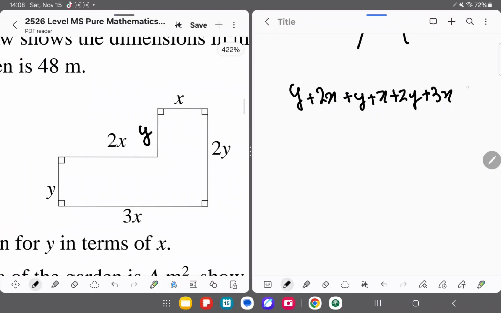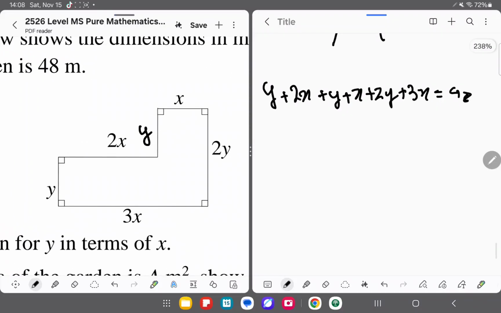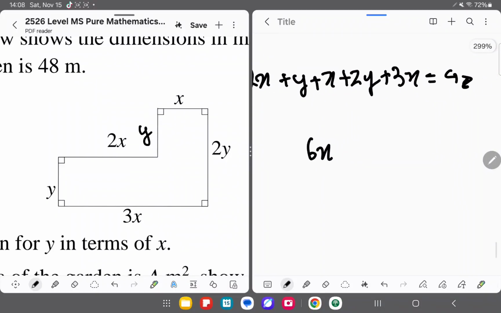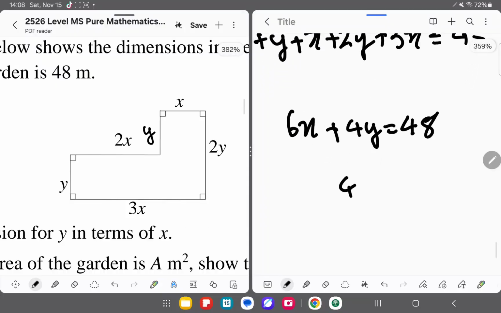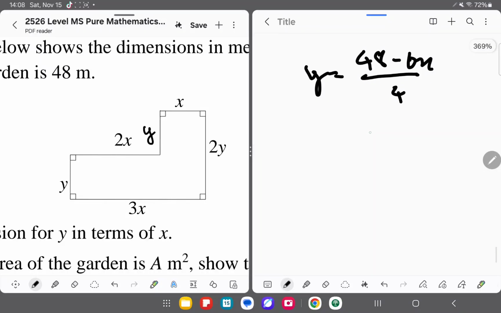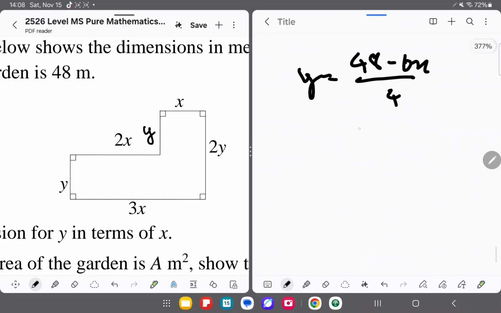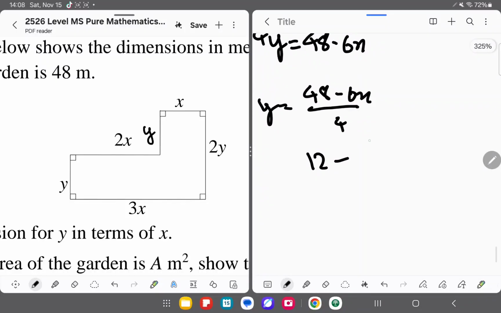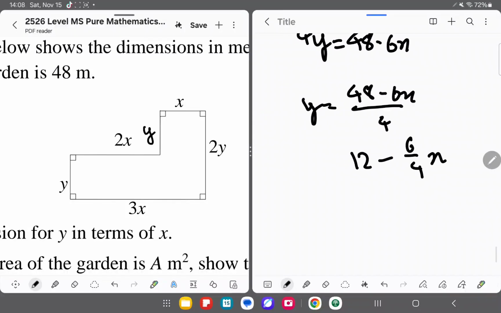And that is all equal to 48. Now we easily simplify. We get 6x, and then plus 4y is equal to 48. They just want y in terms of x. We isolate y. And then we simplify to get, we get 12 minus 6 over 4x is equal to y.